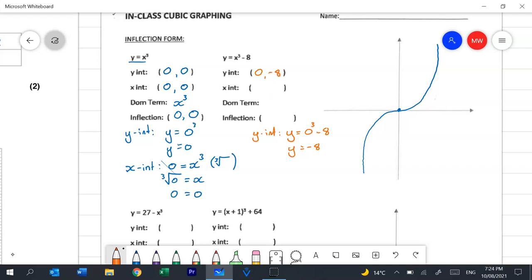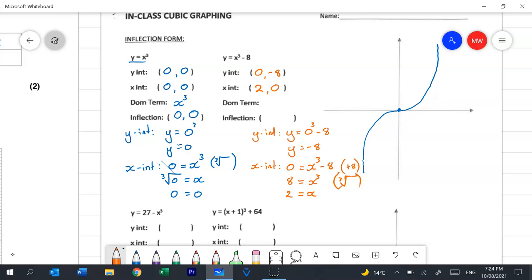Similarly, if I'm trying to find my x-intercept, what I'm going to do is make y nothing. So to find the x-intercept, if y is nothing, find x. Let's add 8 to both sides. So we've got 8 equals x cubed. Let's do the cubic root of both sides. So x will be 2. So we've got our x-intercept.